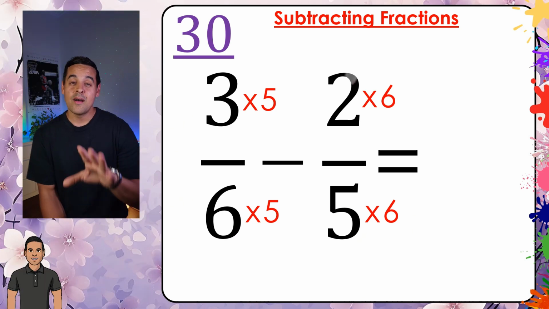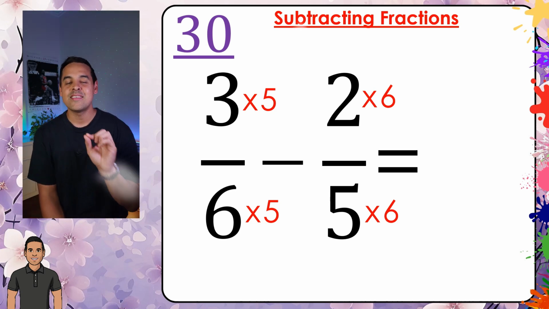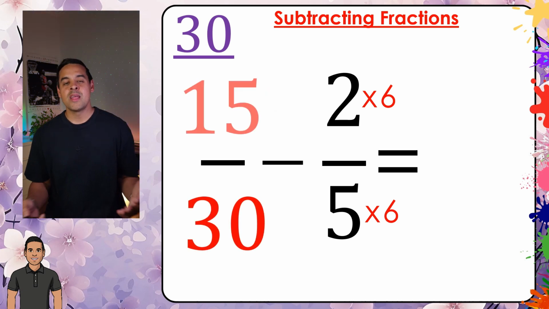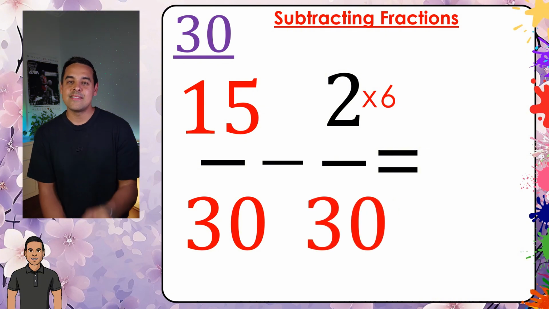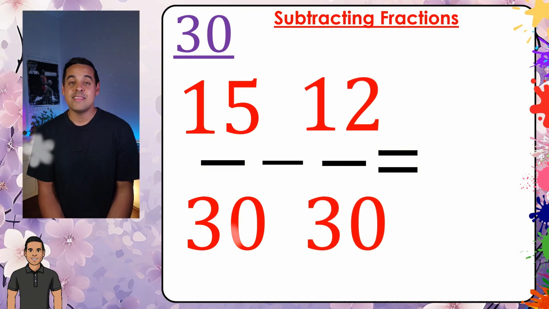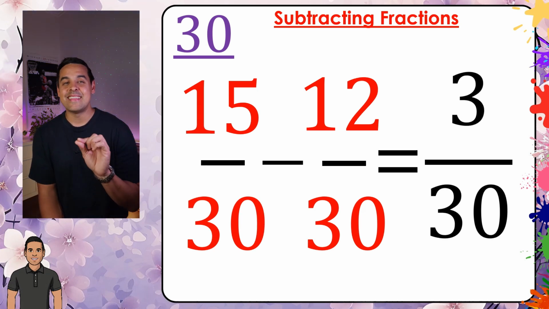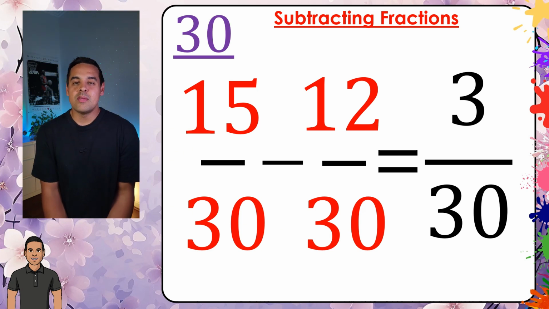So I'm going to now find a new part of your book to work this out nice and neatly. 6 times 5 is going to be 30. 3 times 5 is going to be 15. 5 times 6 is going to be 30. And finally, 2 times 6 is going to be 12. Remember, our denominators stay the same. We only subtract the numerators. 15 take away 12 is going to be 3.